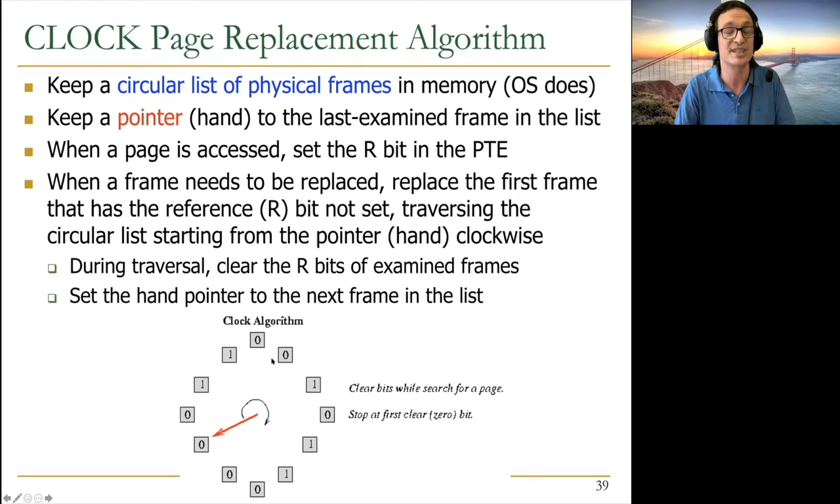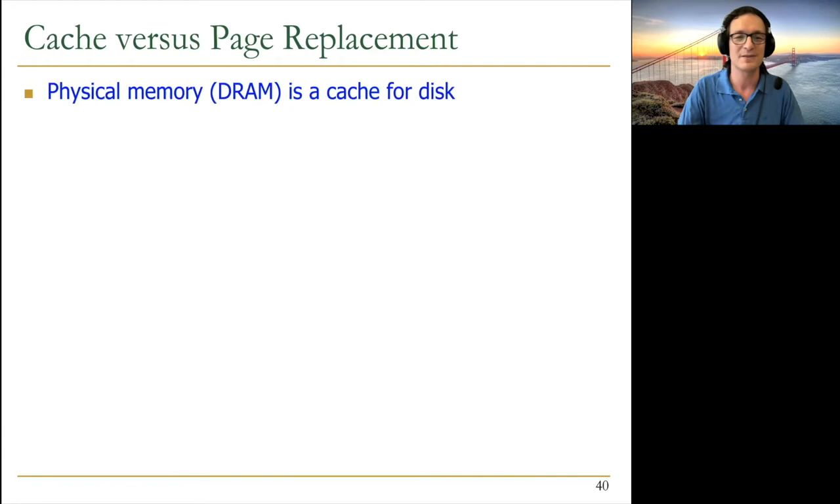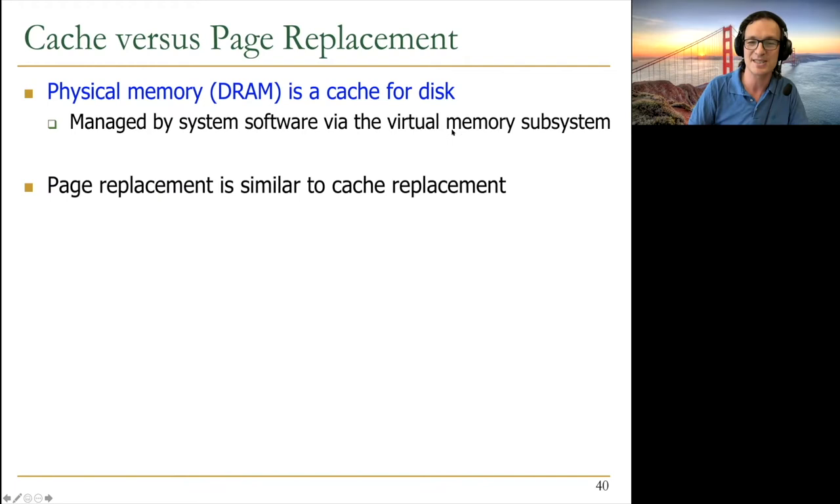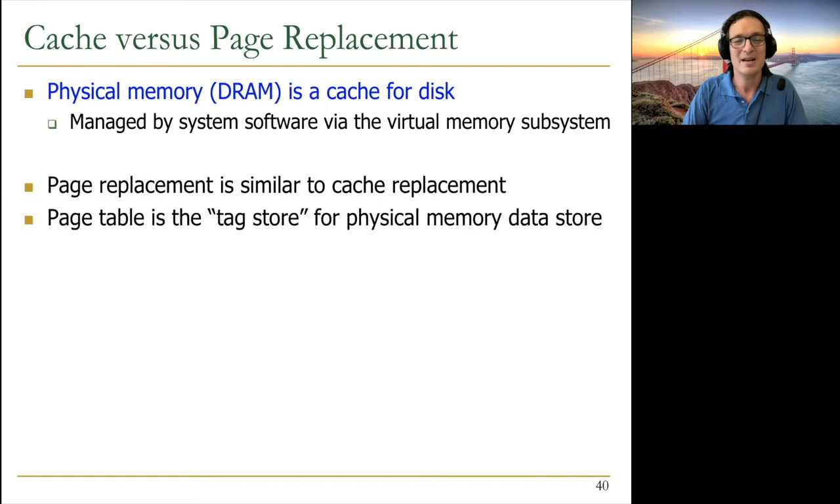Okay, so a cache versus page replacement. Physical memory is a cache for disk, as we discussed. It's managed by the system software via the virtual memory subsystem. Page replacement, as a result, is similar to cache replacement. You can actually imagine implementing clock type algorithms in a set associative cache also. And it works not so badly. Page table is the tag store for physical memory data store, as we discussed.